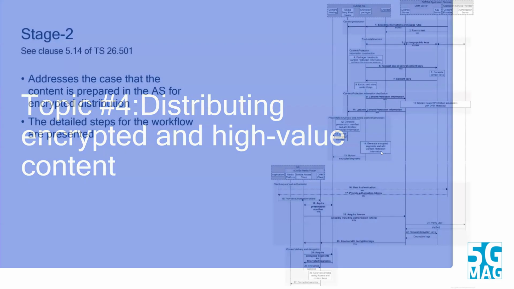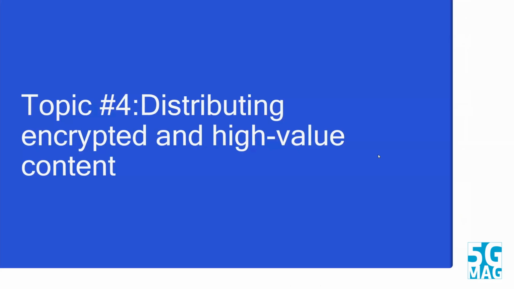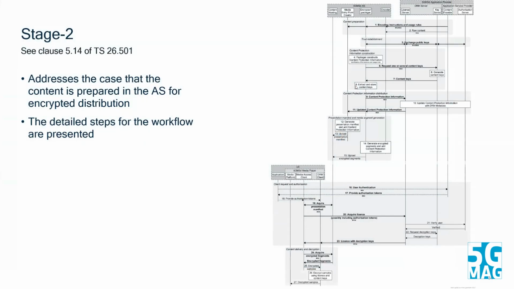We did something about distributing encrypted and high-value content. The reason was that DRM was being mentioned, and there were also questions about 5G broadcast, and it was never fully documented what needs to be done. So what we did is a call flow, and it's not that trivial to get these call flows done.